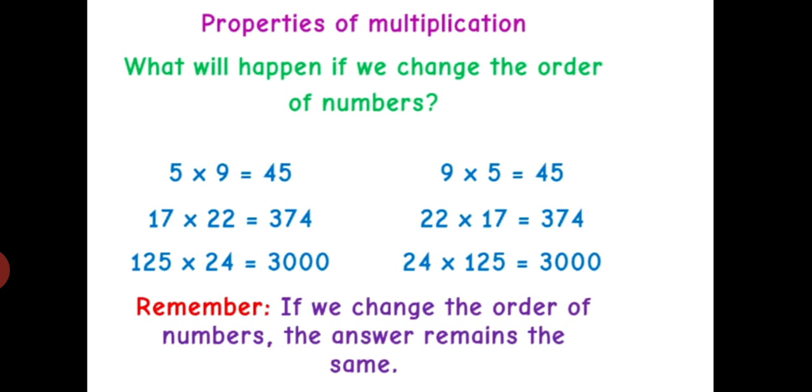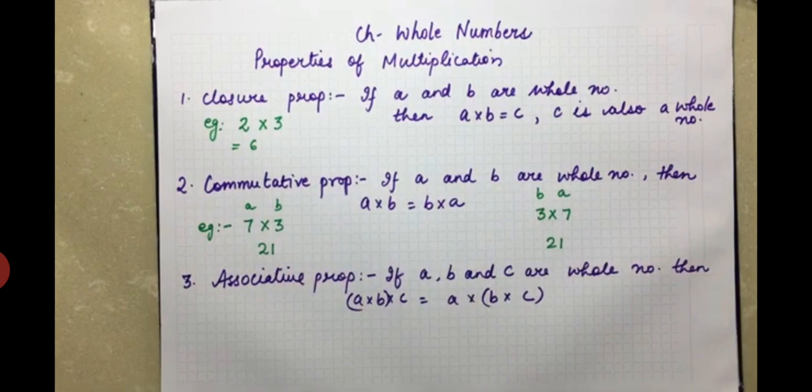Take another example. Here you can see 5 into 9 equals 45, and again 9 into 5 also equals 45. The second example and the third example show the same. So the commutative property says if we change the order of the numbers, the answer remains the same. Next, coming to associative property.